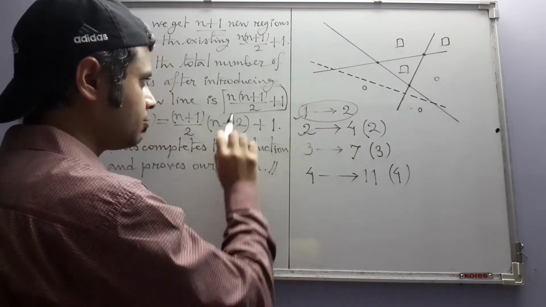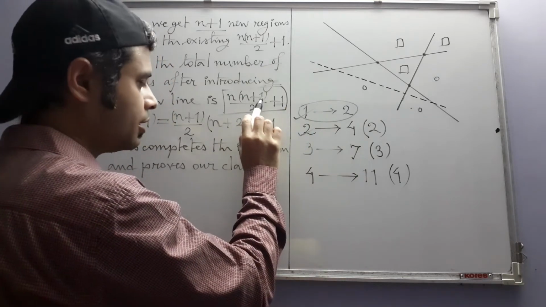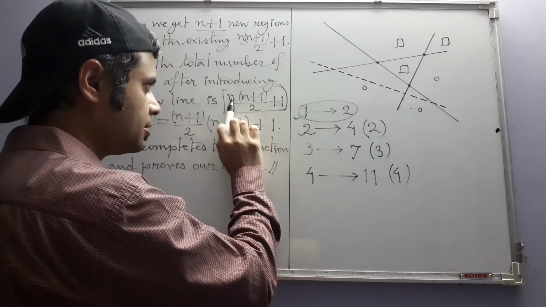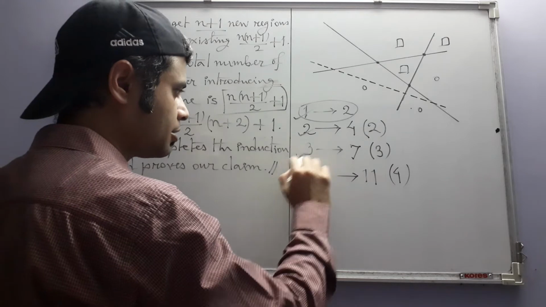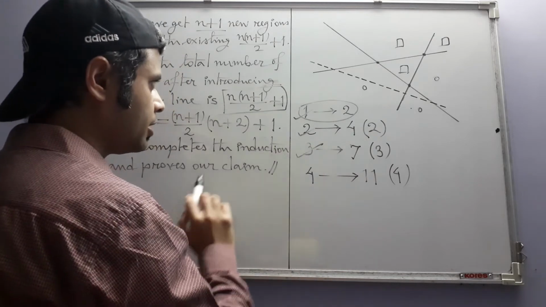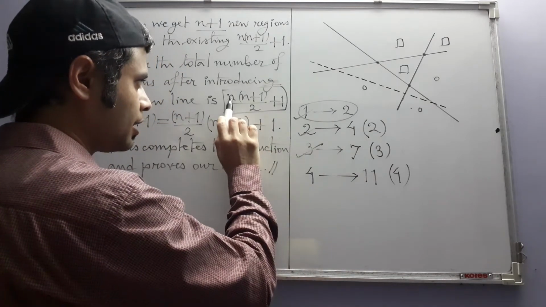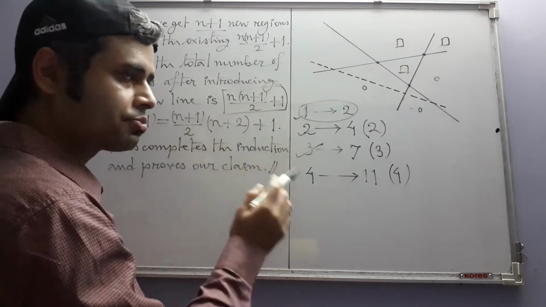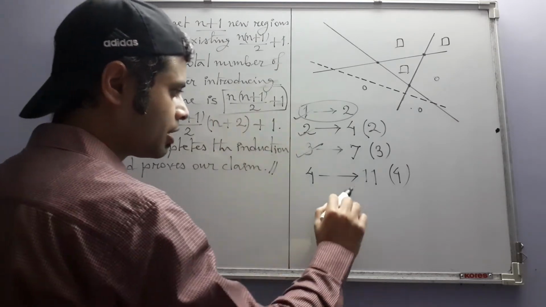When you put n equal to 3, you will have a 4 here. 4 divided by 2 is 2. That 2 times 3 is 6. 6 plus 1 is 7. When you put n equal to 4 here, that 4 divided by 2 is 2. 2 times 4 plus 1 is 5. That means 10 plus 1, 11.